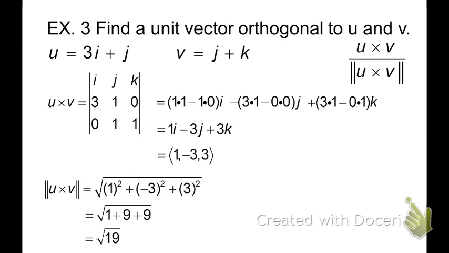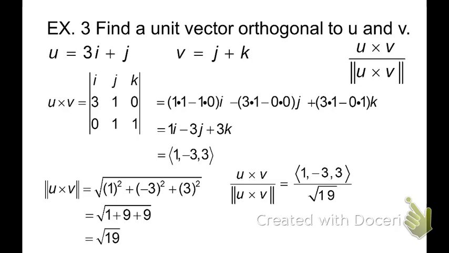We want to leave it as the square root of 19, so that when I plug it into the formula for a unit vector, we have the vector 1, negative 3, 3, divided by the square root of 19. We can't leave the square root on the bottom, so we'd multiply times the square root of 19 on the top and bottom, and it would give us the square root of 19 over 19 times 1, negative 3, 3. You could distribute the square root of 19 over 19 into the vector, or you can leave it out front.